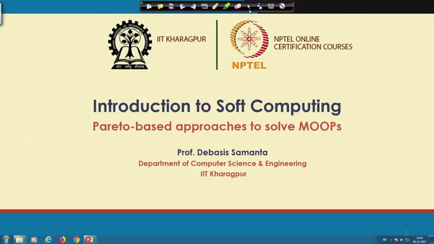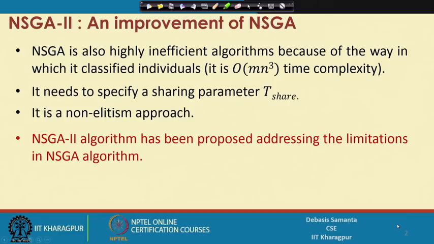In the last lecture we have learned about NSGA, the non-dominated sorting genetic algorithm proposed by N. Srinivas and K. Deb, and we have discussed some limitations there. Addressing all those limitations, the same authors with some other researchers have proposed the next version, the improved version of NSGA.